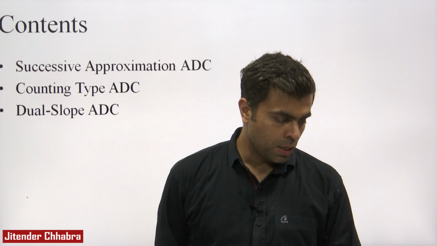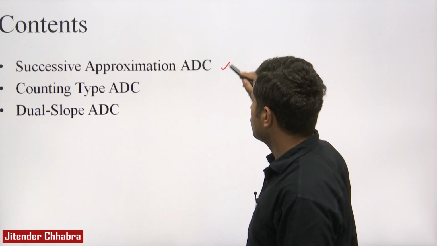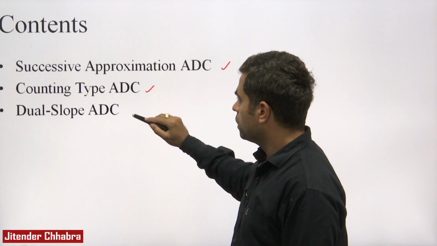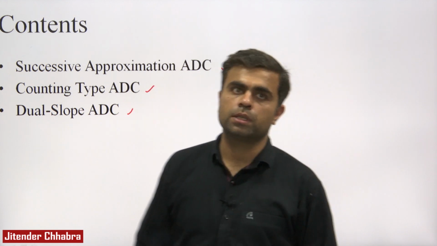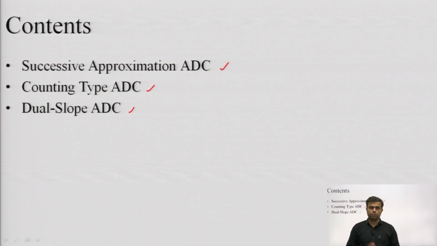Hello everyone, so this is lecture 31 of our subject digital system design, and the topic for today's lecture is analog to digital converters, in which we will be covering three different types of A to D converters: successive approximation A to D converter, counting type A to D converter, and dual slope A to D converter. Going by the concept of these converters, we will first start with the successive approximation A to D converter.